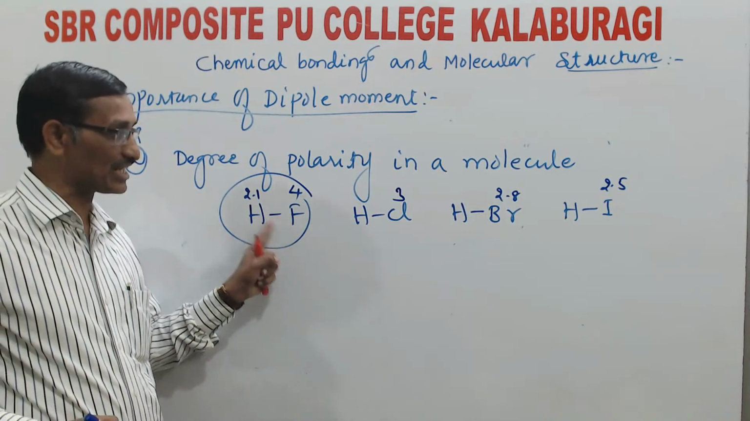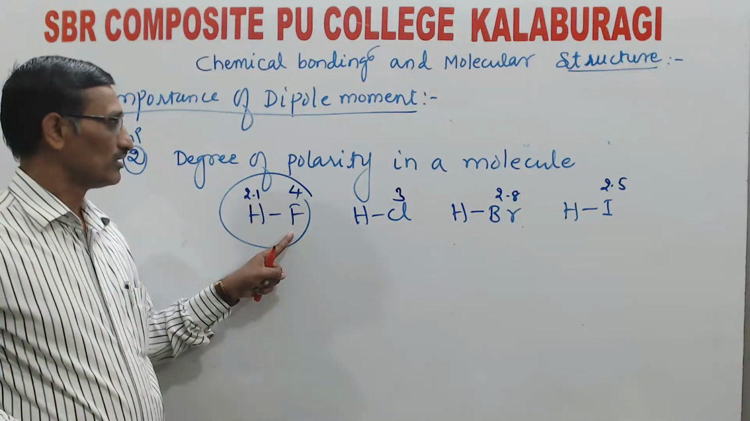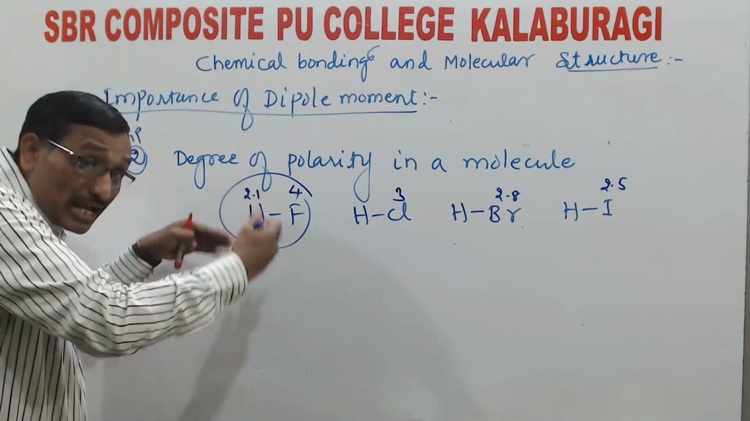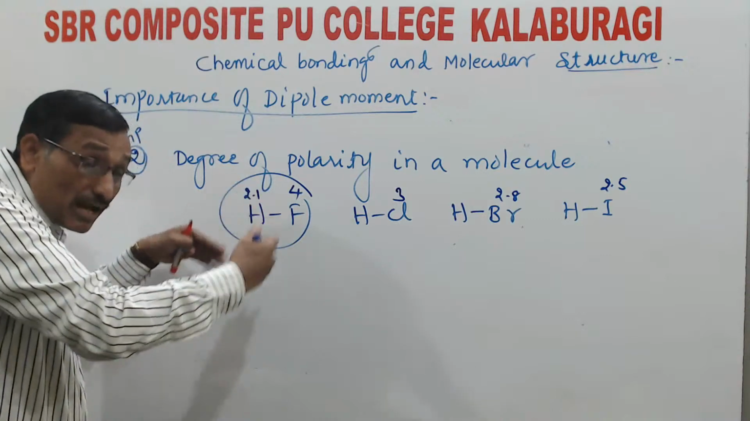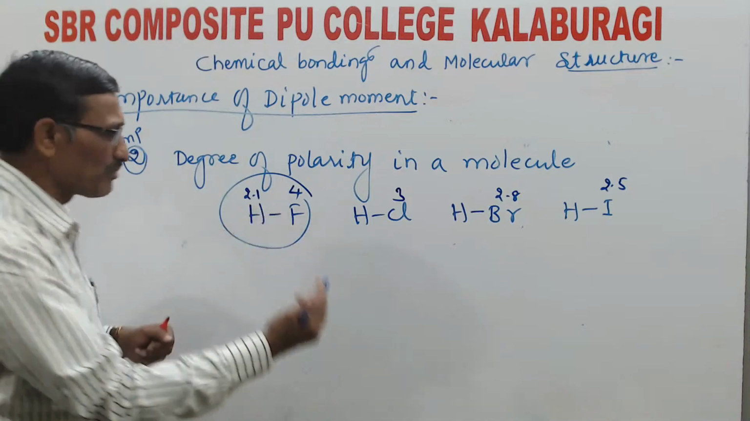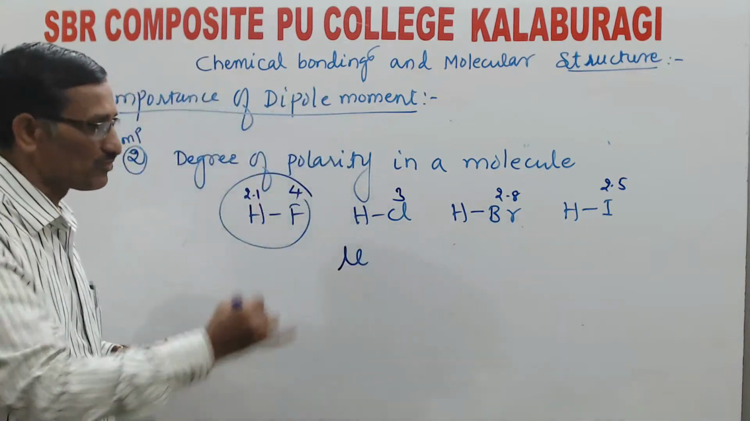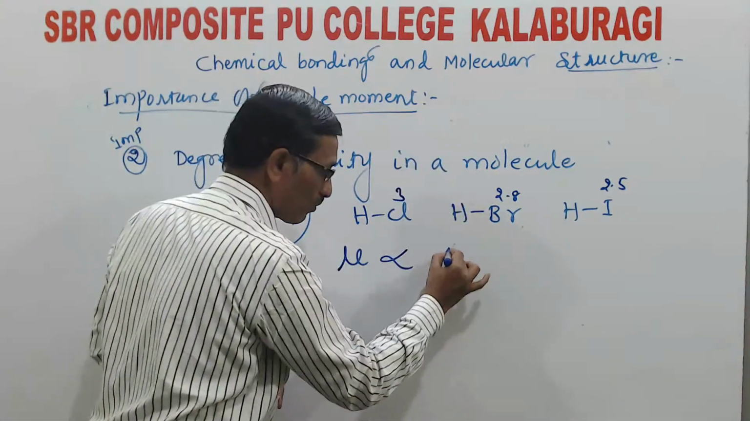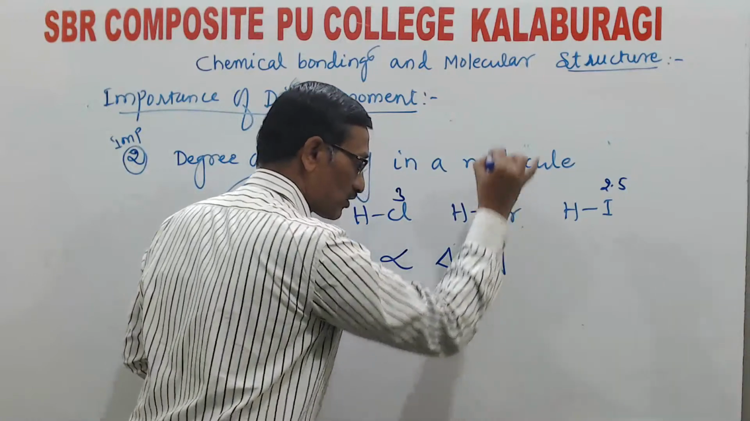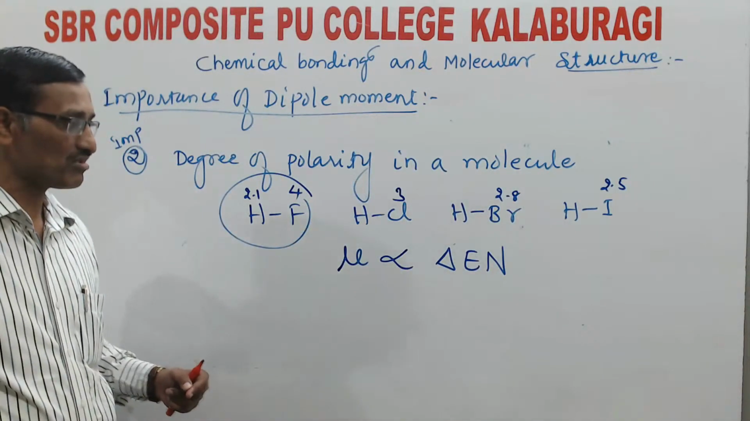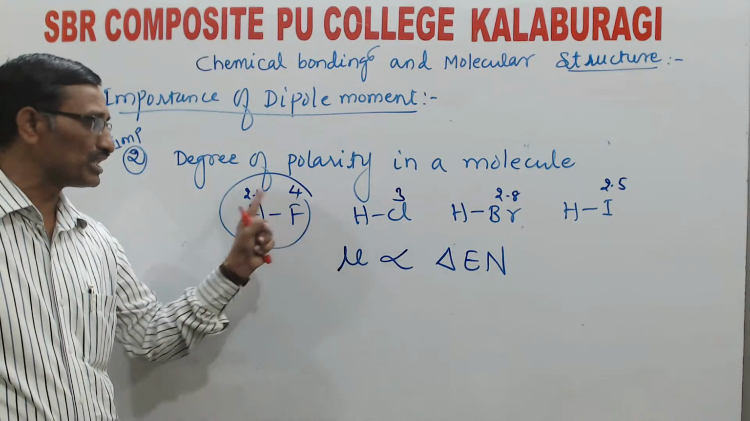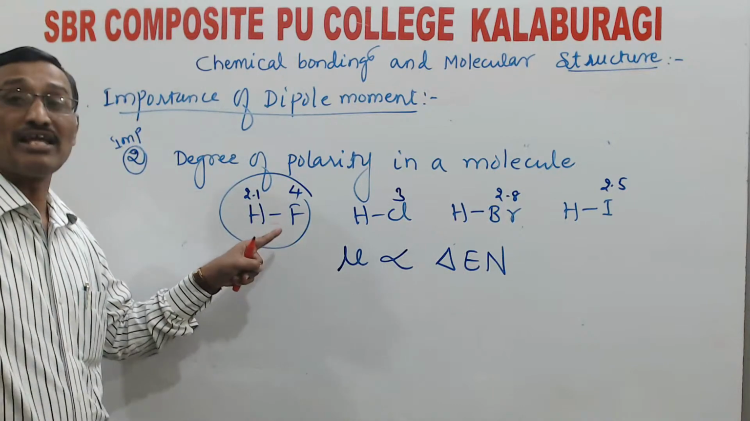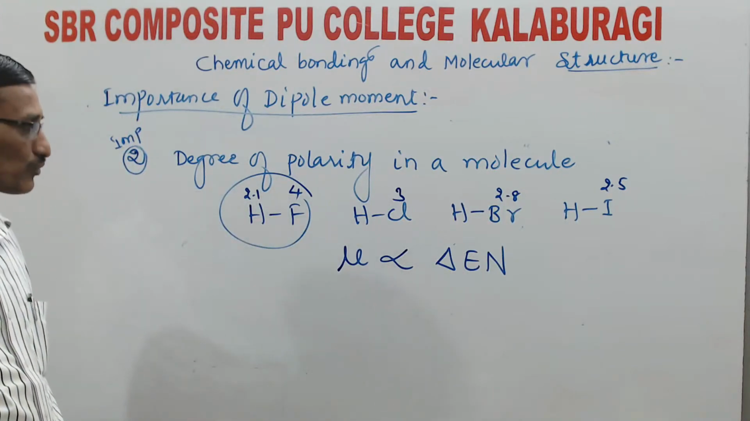In hydrofluoric acid, HF, hydrogen fluoride. So here the degree of polarity increases. Due to the increase in the degree of polarity, the dipole moment value also increases. That you have to remember. One conclusion we can draw from this: dipole moment is directly proportional to the difference in electronegativity of the combining atoms. The higher the electronegativity difference, the higher the charge separation, the higher the degree of polarity, the higher the dipole moment values. That we want to remember.